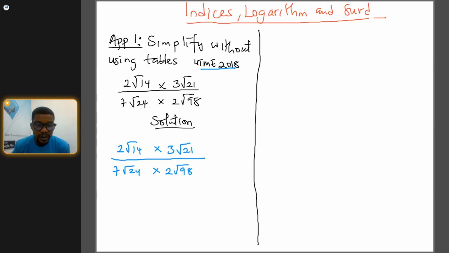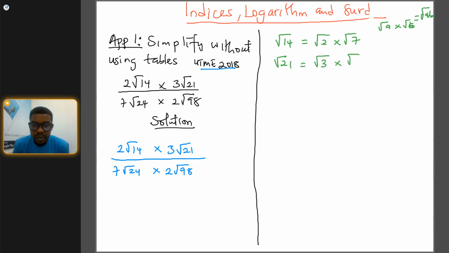Okay, so to do that, let's consider the first root, that's root 14. Root 14 is expressed as root 2 times root 7. We said one of the laws of surd is that root A times root B is equal to root AB. We discussed that in our previous class. Now let's take 21. Root 21 is expressed as root 3 times root 7.